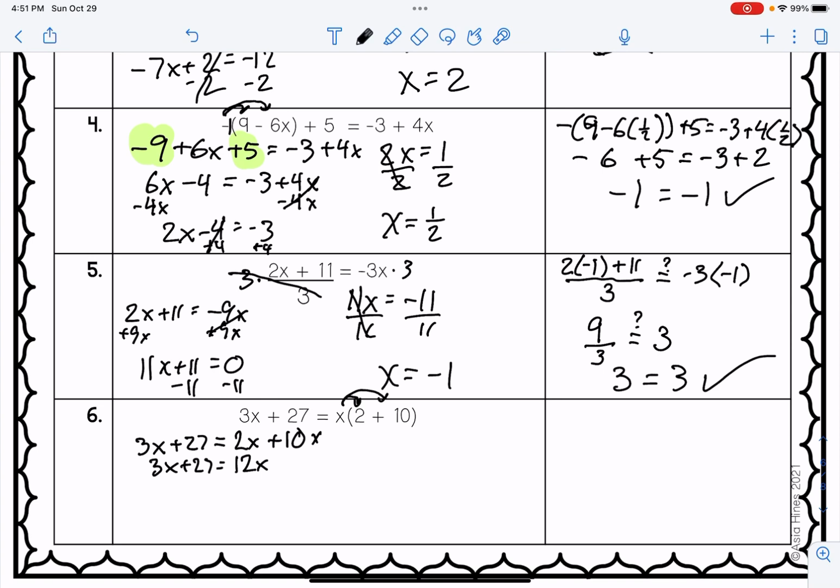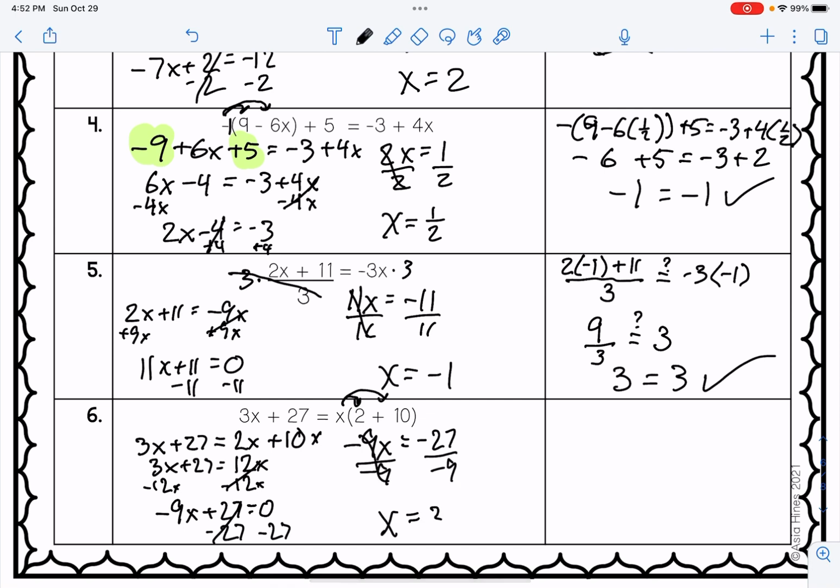Step 3, bring all your variables to one side. Minus 12x, minus 12x, and we have negative 9 times x plus 27 is equal to 0. Minus 27, minus 27, and we will get negative 9x equals negative 27. Divide, divide, and x is 3.